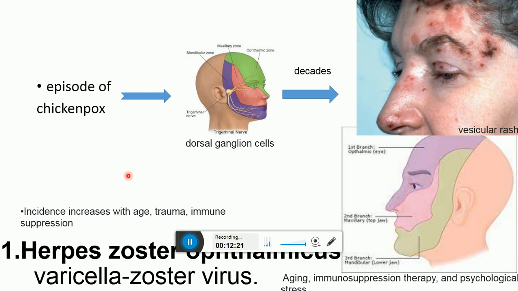Here we will just say that there is initially an episode of chickenpox, after which the virus goes to the dorsal ganglion cells, and after decades there is recurrence of the virus, which causes a vesicular rash. Incidence increases with age, trauma and immune suppression.